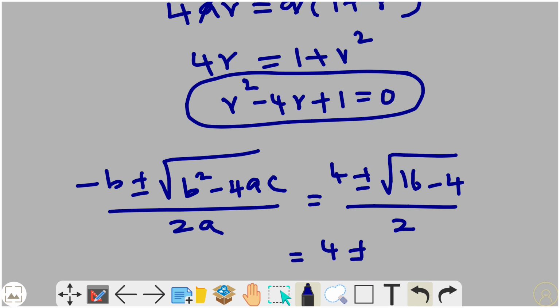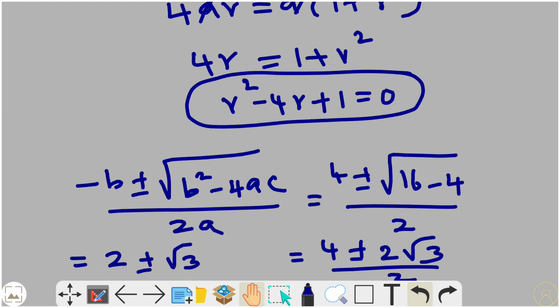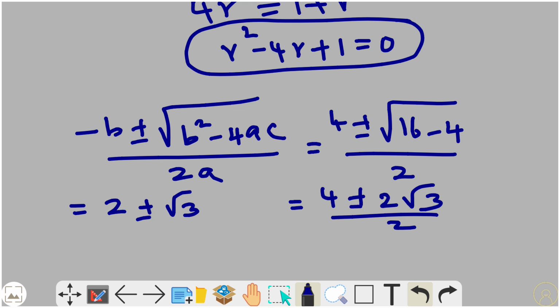So 4 into 3, so 2 root 3 divided by 2. So your roots are 2 plus or minus root 3. So r, initially I just start this question with r greater than 1, because it's an increasing GP. Since the numbers form an increasing GP, so definitely r greater than 1.